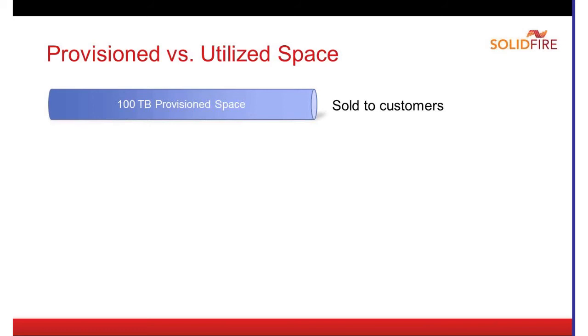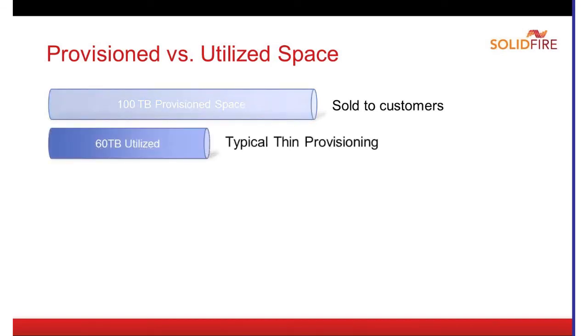So we'll start by looking at how much we're provisioning for customers versus how much space we actually utilize. Of that 100 terabytes that we've sold to customers, some amount will be used immediately, some will be used at some time in the future, and some will probably never be used even though they've purchased it, because nobody tends to fill up their disks to 100%. We can get some savings through traditional thin provisioning, just not allocating space to blocks that haven't been written. So in a traditional storage array you might be able to get that space down to 60 terabytes or so of actual utilized space.